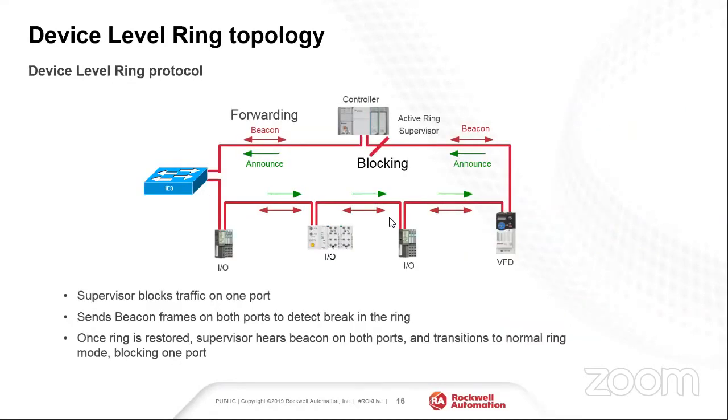So in this instance, we have a ring topology. Now you do have a supervisor which blocks traffic on one port, and then it sends out a beacon, just kind of a self-check, in either direction to detect if there's a break anywhere in the ring. And if it does detect one, it'll route the traffic the other way. Once the ring is restored, with the beacon still continuing to check, the supervisor will realize that the ring is restored, and then they'll transition back to a normal ring setup and again block off that port that's normally blocked in a normal functioning ring.